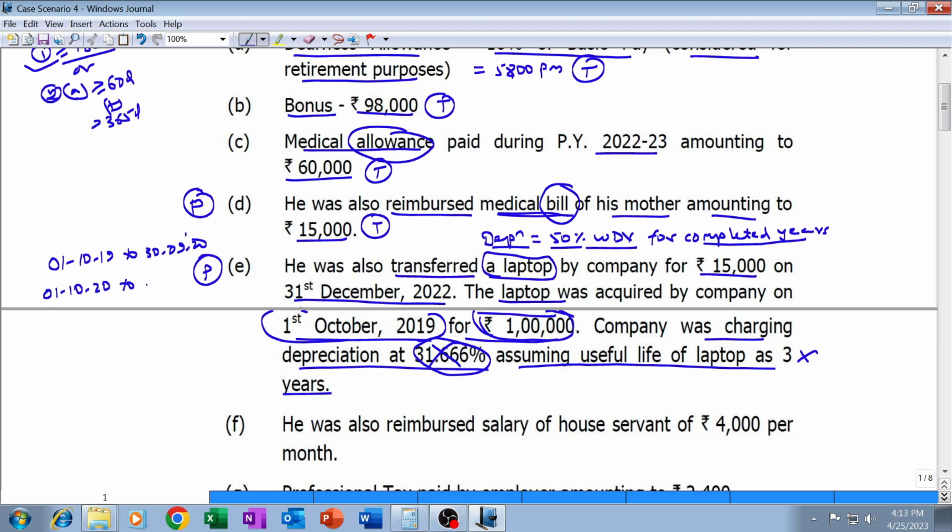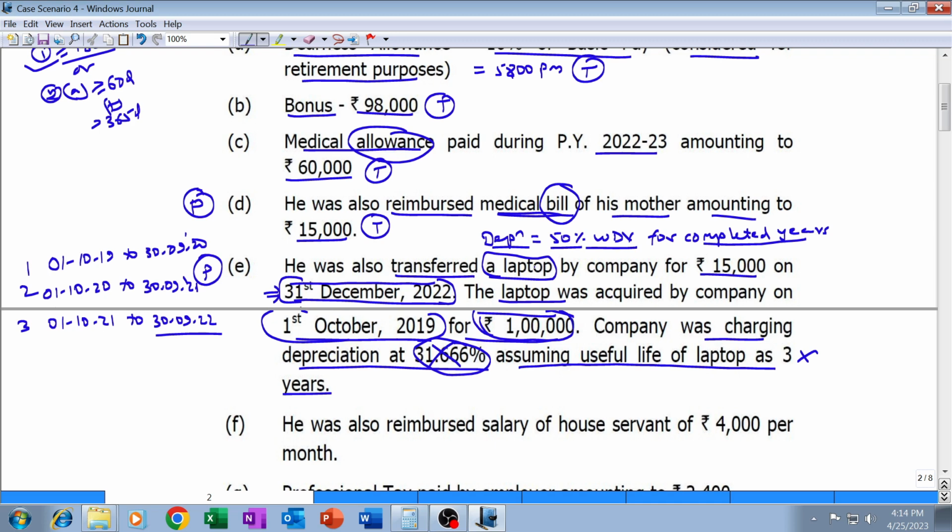Thereafter, from 1st October 2020 till 30th September 2021, the laptop is transferred to him on 31st December 22. So next will be 1st October 21 to 30th September 2022. And then 1st October 22 till 31st December 22 is an incomplete year. Therefore, we will not be charging depreciation for the month of October, November and December 2022. Last 3 months, 1st October 22 till 31st December 22, no depreciation will be charged for the purpose of perquisite valuation. So depreciation is to be charged for 3 years, 1, 2 and 3 at the rate of 50% under WDV method.